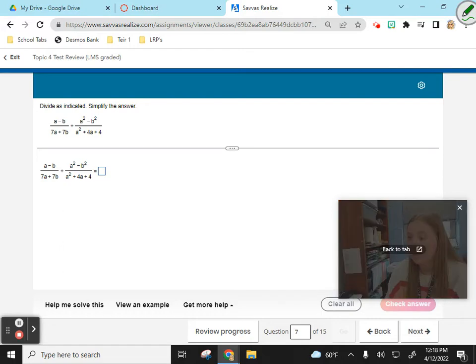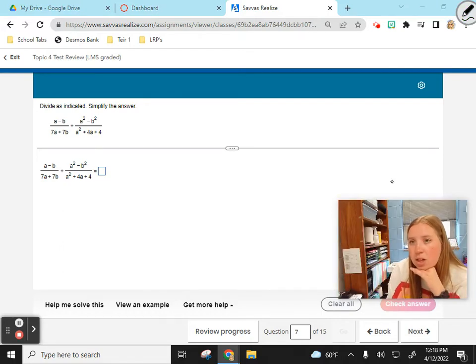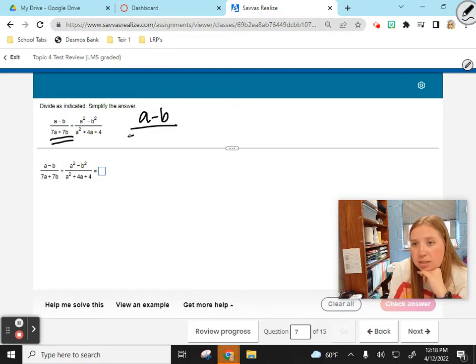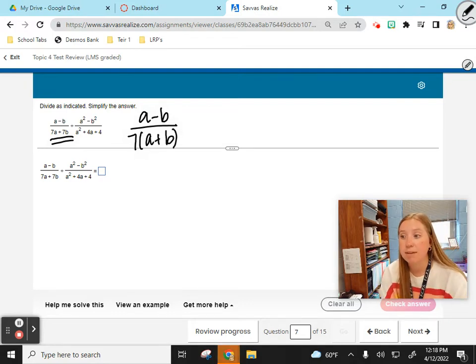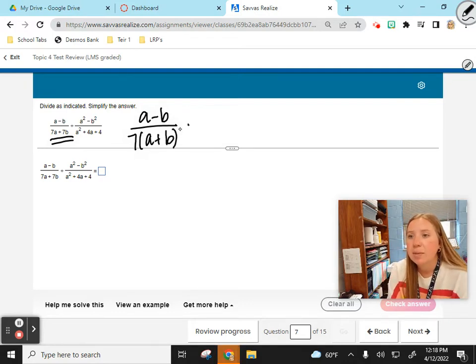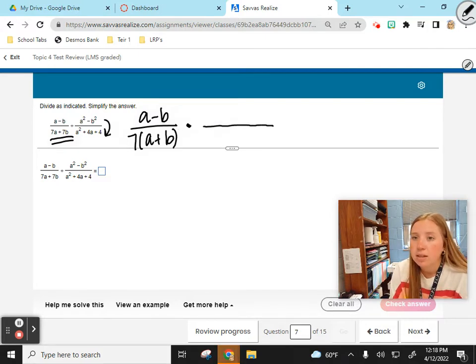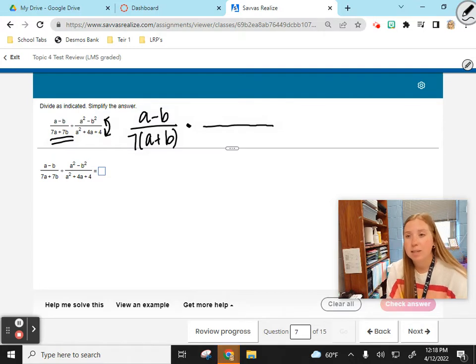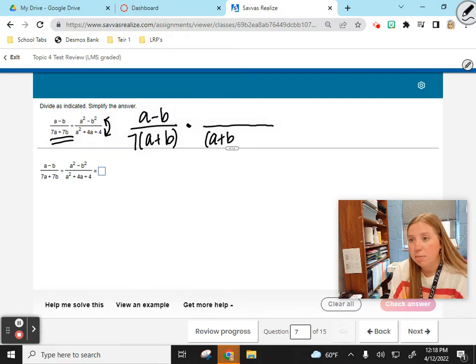When we divide fractions, we want to multiply by their reciprocal. So I'm going to leave my first fraction the same while factoring the denominator at the same time. 7 times a plus b, I'm going to factor out the 7. And then I'm going to turn this into a multiplication problem by flipping the location of the numerator and the denominator, but I'm also going to factor at the same time. a squared minus b squared factors as a plus b times a minus b.